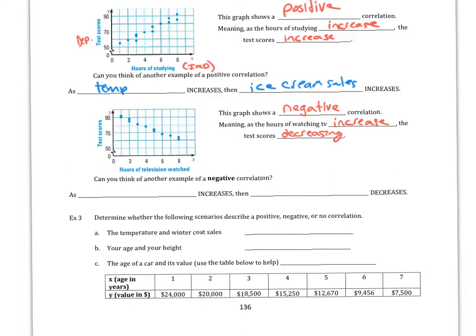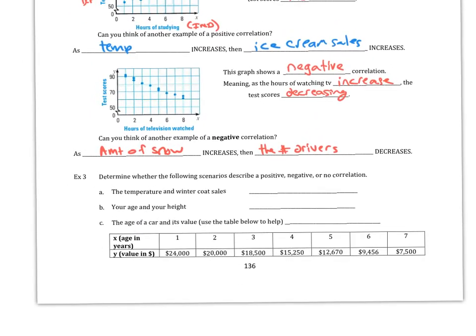All right, so an example of negative correlation could be something like as the amount of snow on the ground increases, then the number of drivers on the road decreases. As it becomes more and more snowy outside, fewer and fewer people are going to drive.